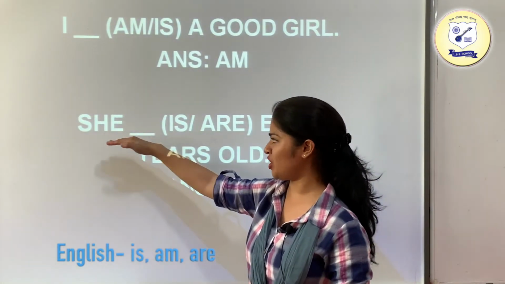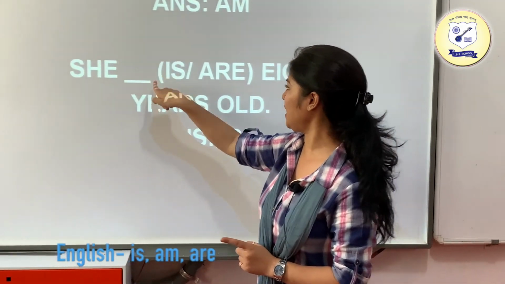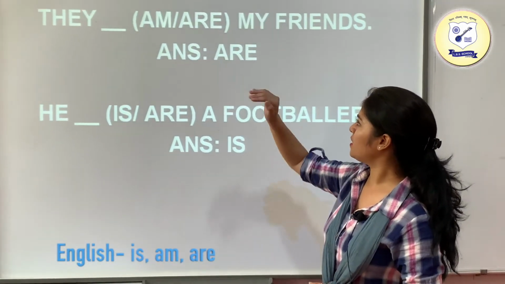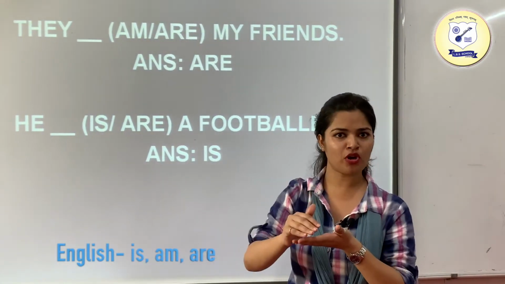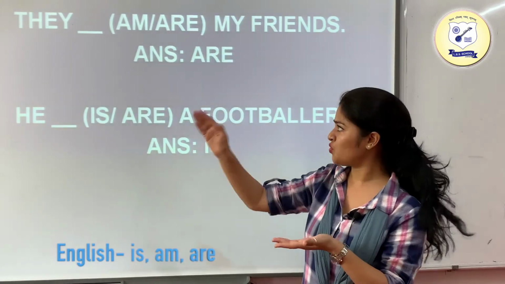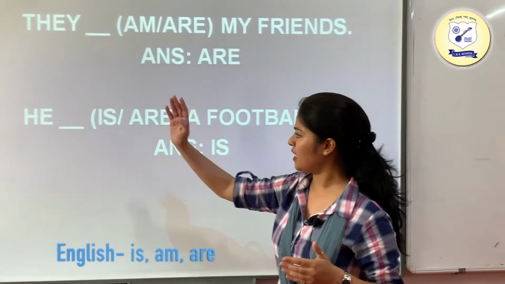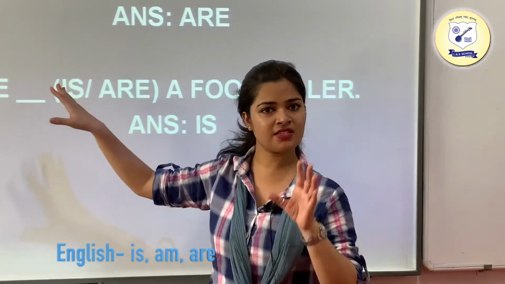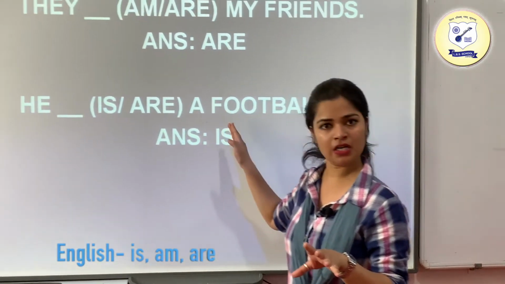Similarly, we are having she, and with she what we use is "is". So this should be: She is 8 years old. "They dash my friends." With they, since this is your plural pronoun, what we are going to use is "are". So it should be: They are my friends. Similarly, "he dash a footballer." He is your singular pronoun, so what we are going to use is "is". So it should be: He is a footballer.